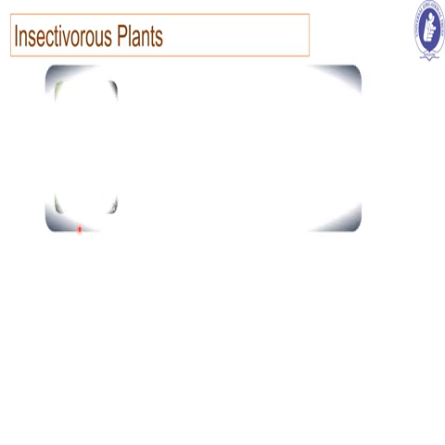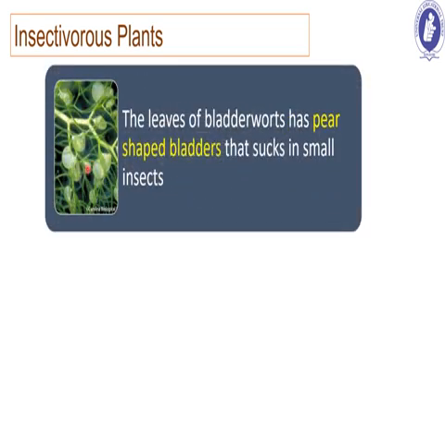There is another plant called bladderwort. The leaves of bladderwort have pear-shaped bladders, very small pear-shaped bladders. These bladders will be sucking very small insects.